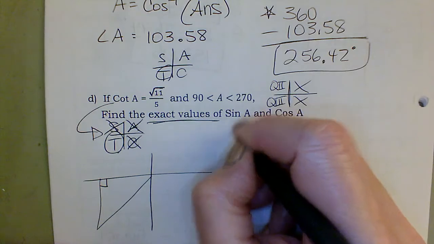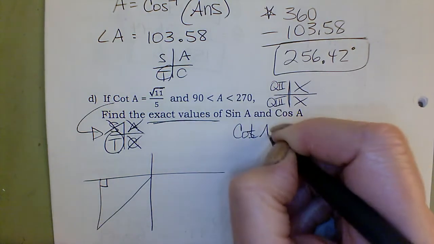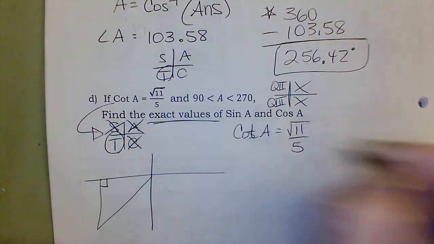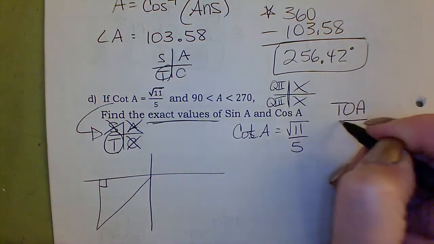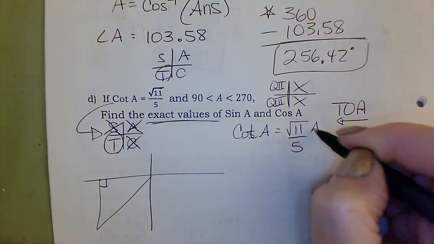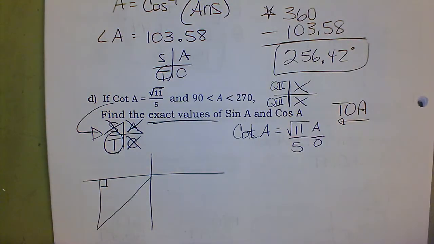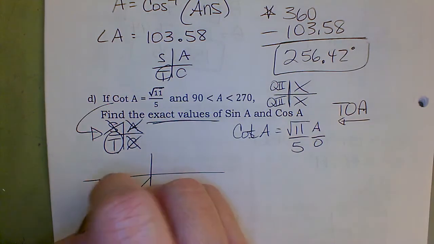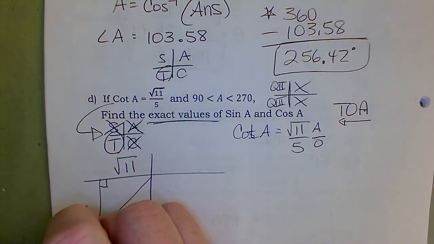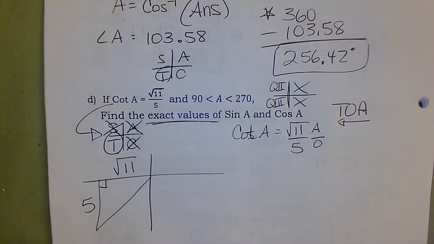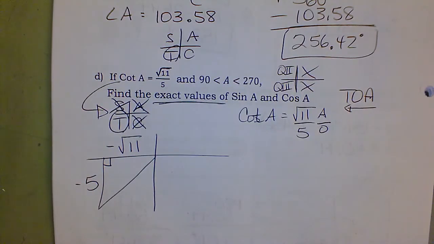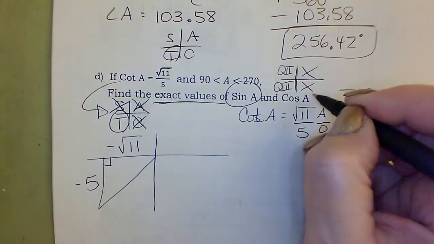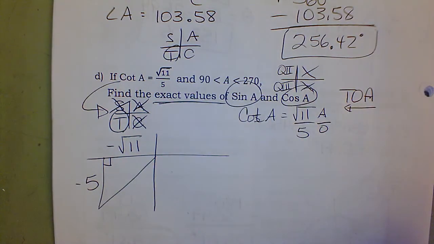And they tell me that cotan A is equal to root 11 over 5. Cotan is the opposite of tan, so TOA. So if I look that direction, cotan is adjacent over opposite. So adjacent is this side here, opposite is this side here. And I'm going to put the negatives back on it because they would have canceled themselves out, since there are two negatives. And I have to find sine A and cos A. That means I'm going to need a hypotenuse.